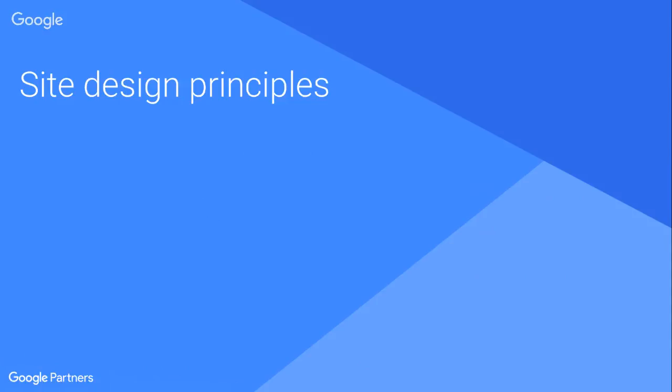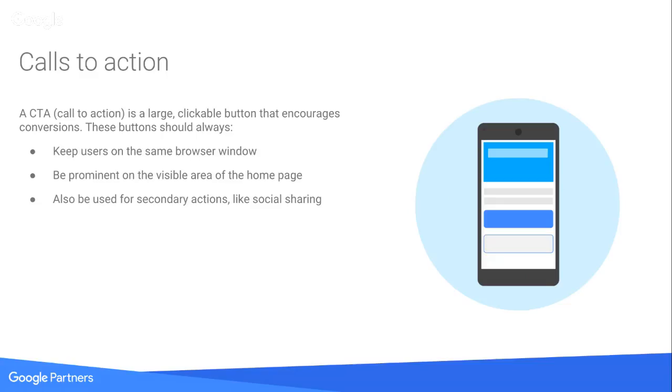Let's have a look at the site design principles now. One of the main parts of your mobile sites will be the features offered, right? So an important feature is your call to action buttons. The call to action buttons should keep the users on the same browser window. They should also be prominent on the visible area of the homepage and should be used for secondary actions like social sharing.